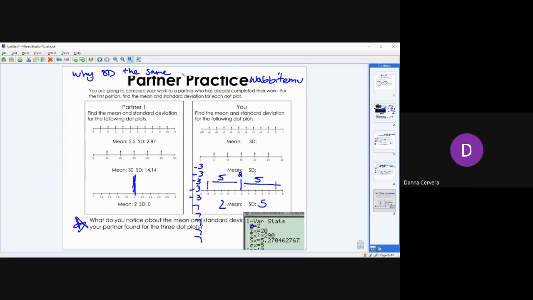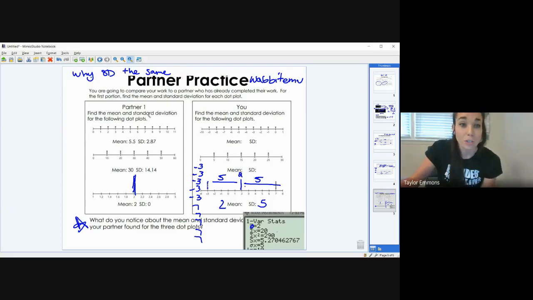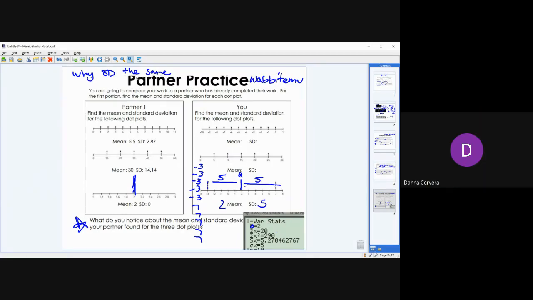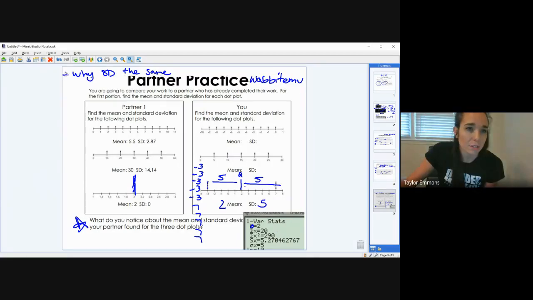They tell you new sets of data down at the bottom. So you're essentially going to do the same practice that we did up here, plug it into your calculator, and then you're telling the difference between the standard deviation. Why are they the same? Right? Okay. And then what's the next question on there?